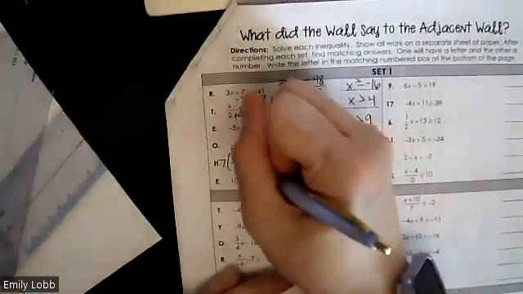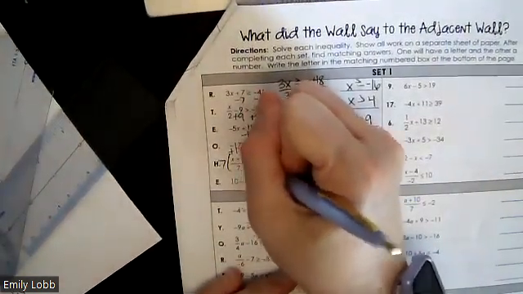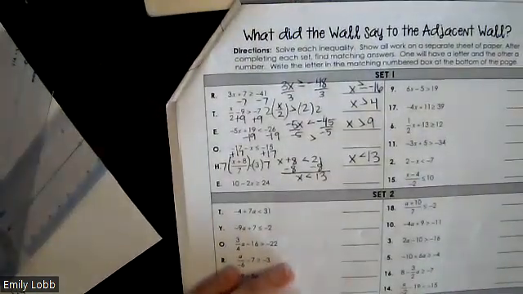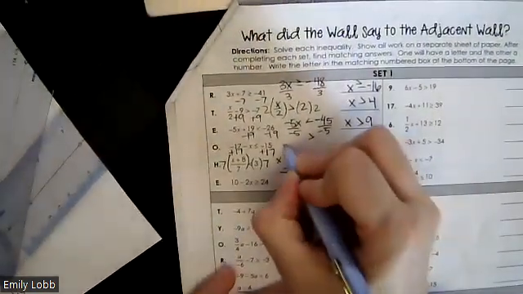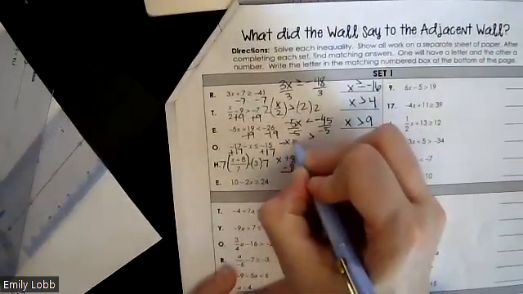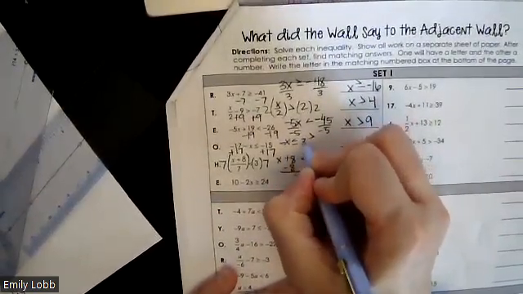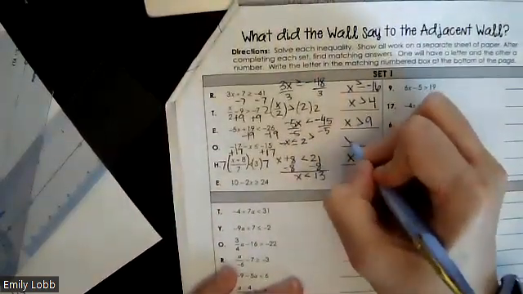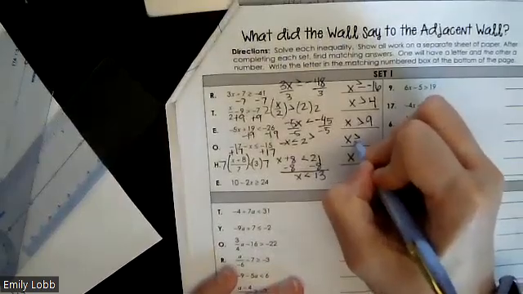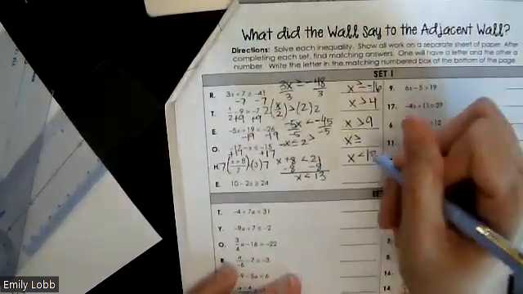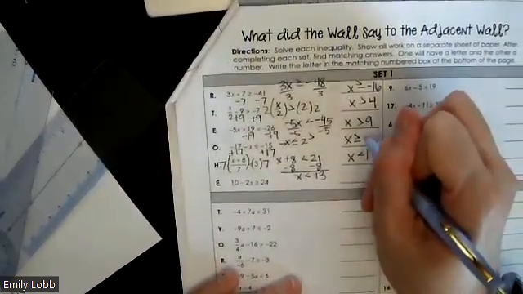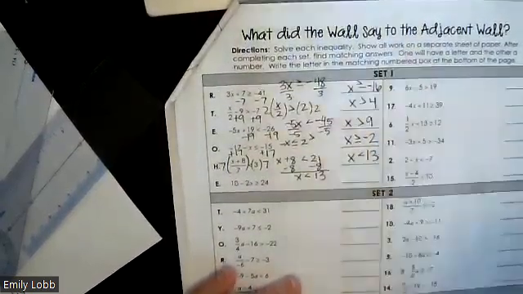Here I would add 17. So negative x is less than or equal to 2. But when I take the opposite, I'm left with x. I've got to flip my sign because I'm dividing or multiplying by -1 to get a +1 rather. And this is going to be -2.